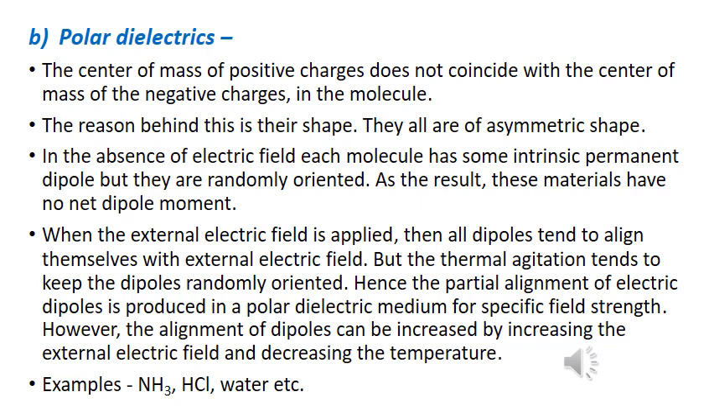When some external electric field is applied, then all dipoles tend to align themselves with the external electric field. But the thermal agitation tends to keep the dipoles randomly oriented. Hence, partial alignment of electric dipoles is produced in a polar dielectric medium for a specific field strength. However, the alignment of dipoles can be increased by increasing the external electric field and decreasing the temperature.